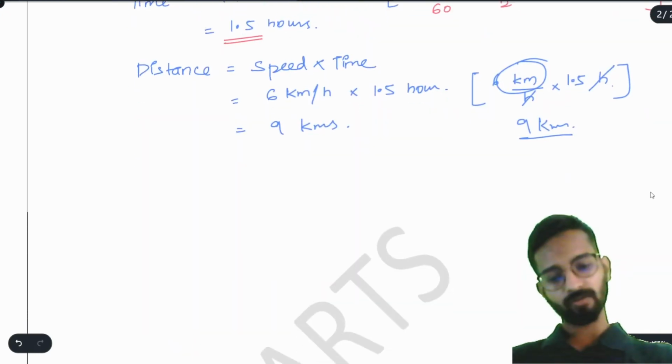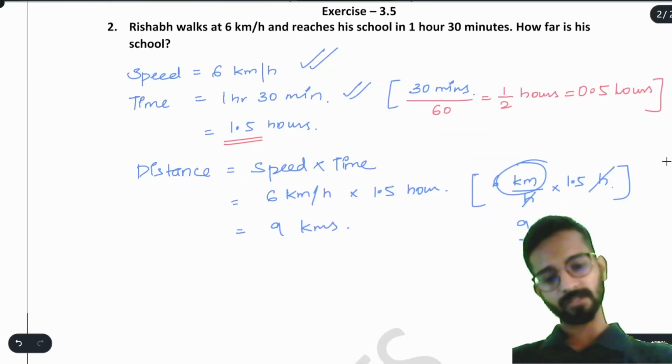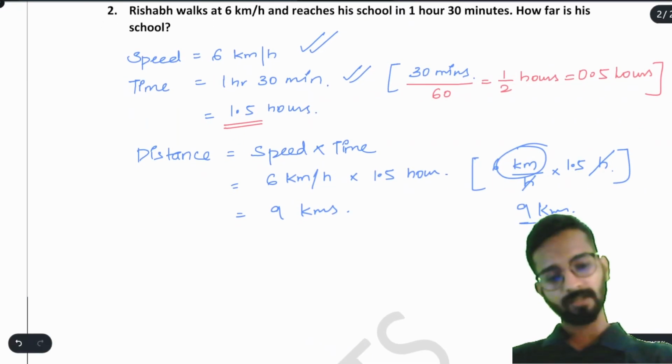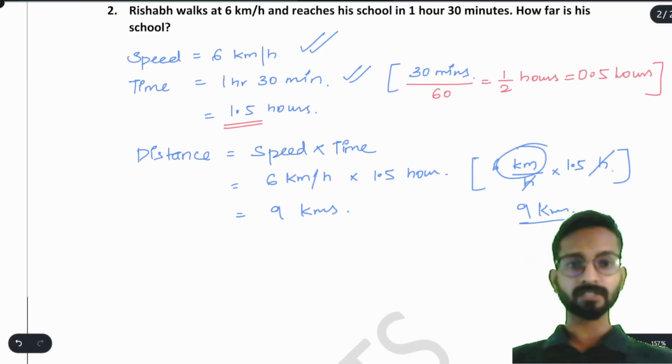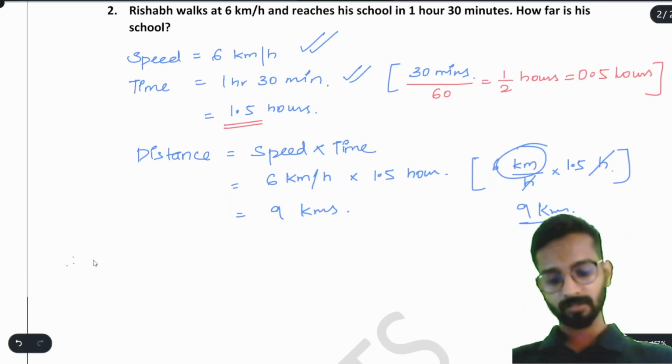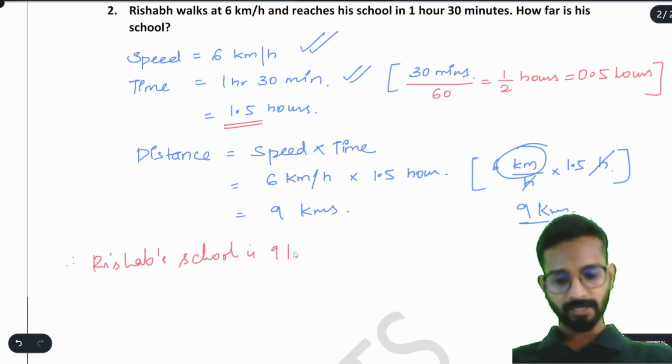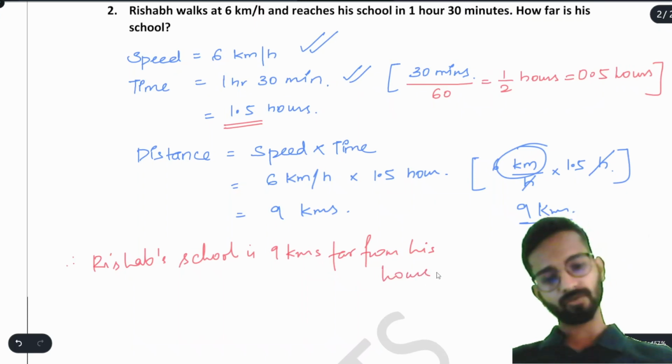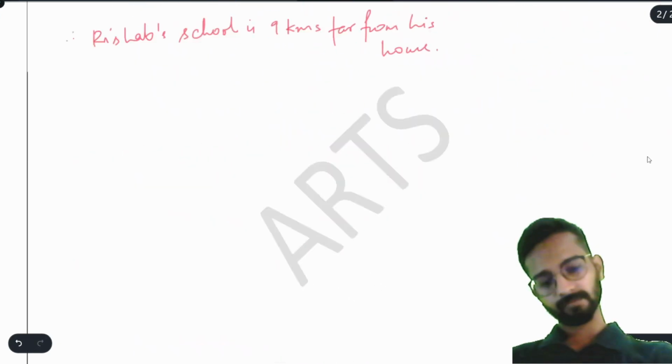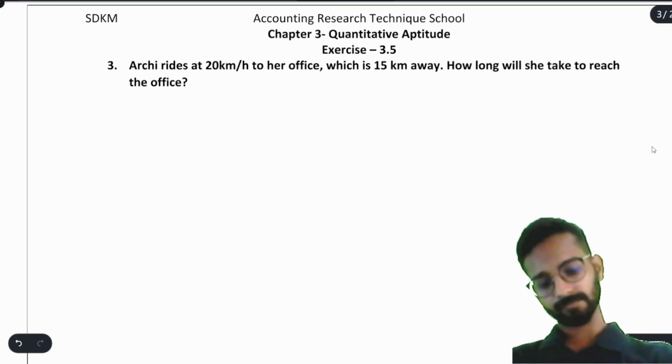Understood? Now, moving further, in this question at the end, how far is his school? Remember, you have to write what the question is asking at the end. Therefore, Rishabh's school is 9 kilometers far from his house. You can write like this. Okay. Now, next question we have.